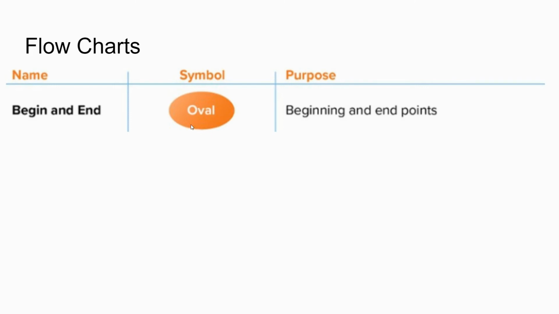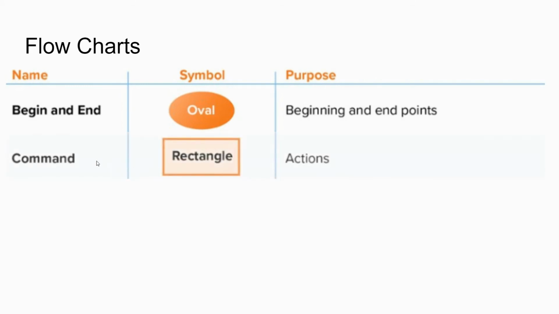It's important to note that the only things we ever write in the oval are begin, start, end, or stop. We don't put our first action in an oval. We would never put wake up or get out of bed here. That always goes in a rectangle. All of our commands go into rectangles because they are actions, something that has to happen.